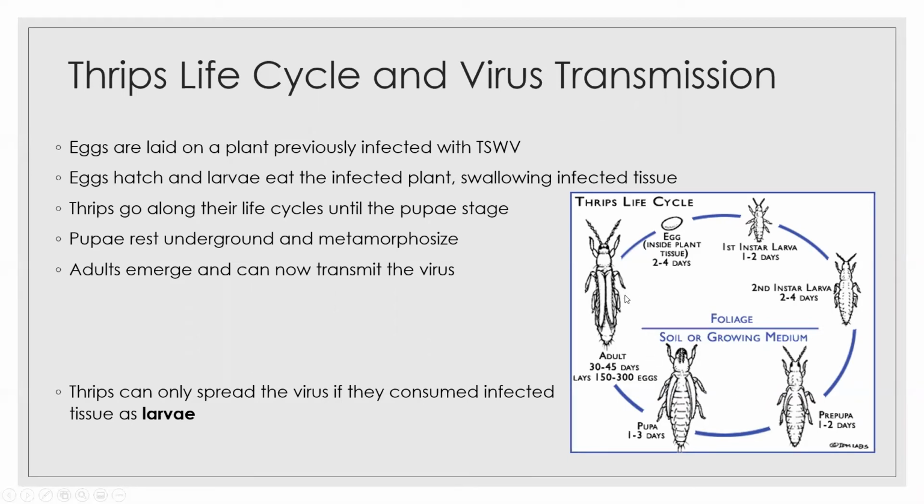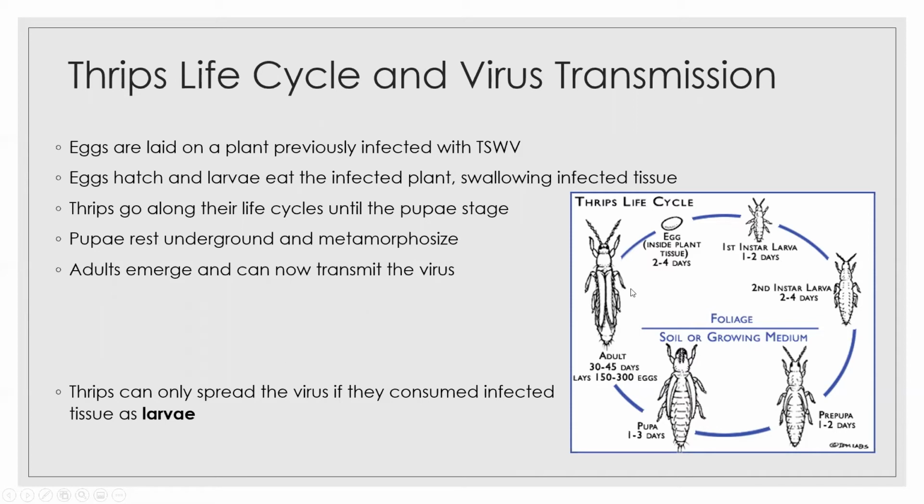So that as an adult, and only as an adult, anything that the bug eats is going to salivate into the plant and spread the virus through the salivation. But only if he acquired it in these larval stages.